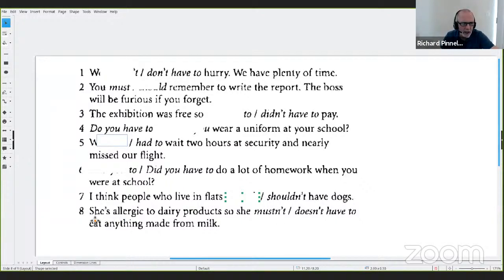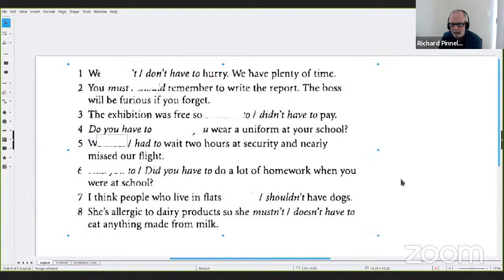And finally, number eight, she's allergic to dairy products. So she mustn't or doesn't have to eat anything made from milk. Yeah, you've got Diana, tienes confundido porque tienes las dos. You put mustn't and doesn't have to. So lo que podemos decir es she mustn't eat or doesn't have to eat. Yeah, mustn't. Está prohibido porque tiene una alergia.